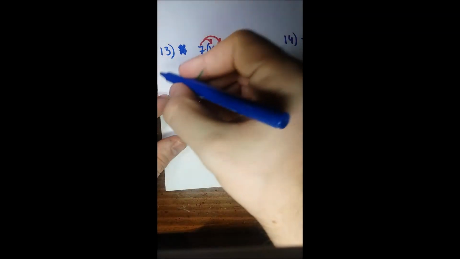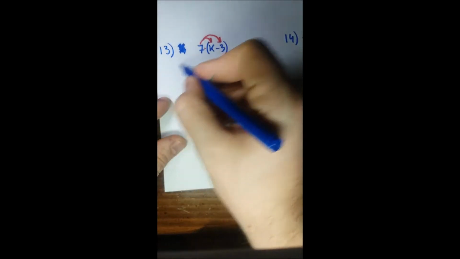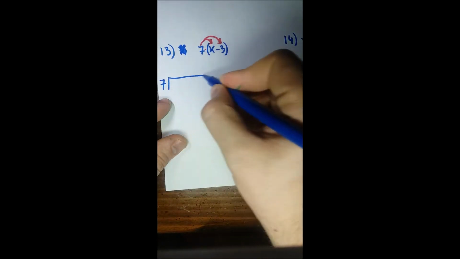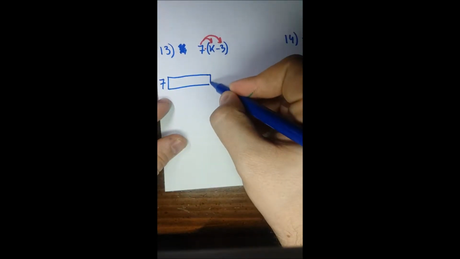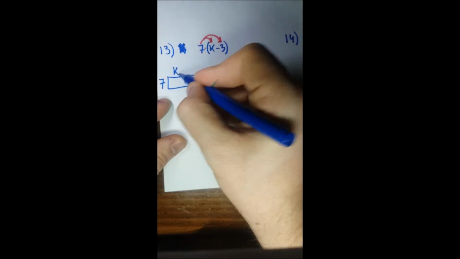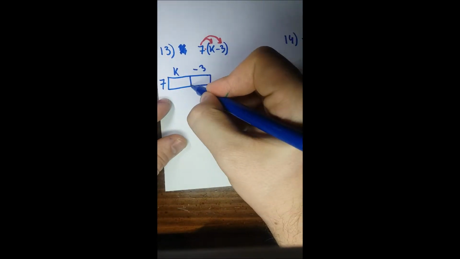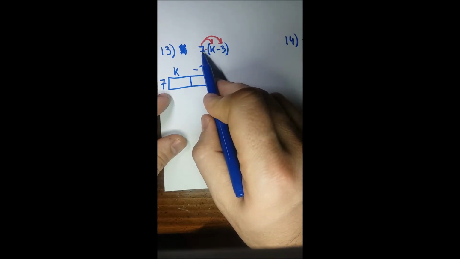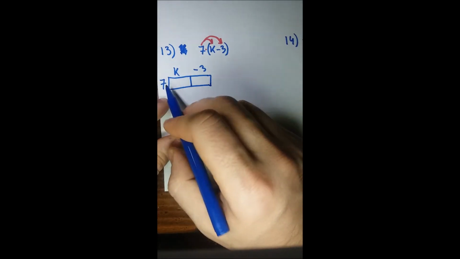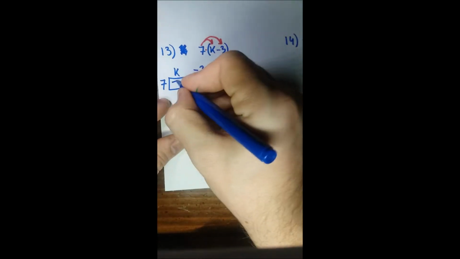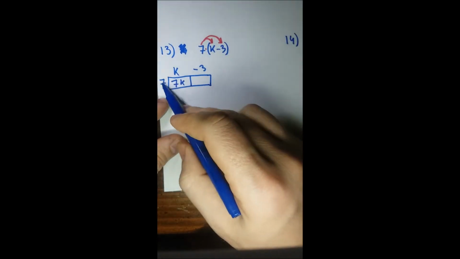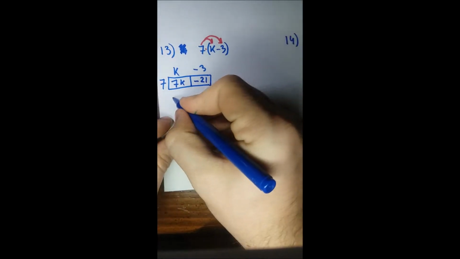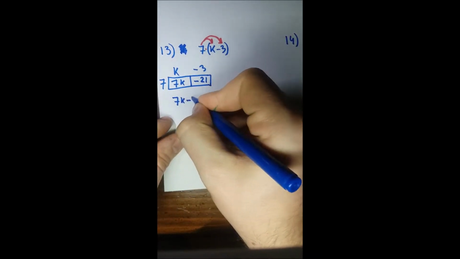It's the box method. So on the left, whatever's being multiplied here is going to be here, 7. And on top is going to be k minus 3. Again, see this? This number is in front of the parentheses right here. Now, 7 times k is 7k. 7 times -3 is -21. So the answer is 7k minus 21.